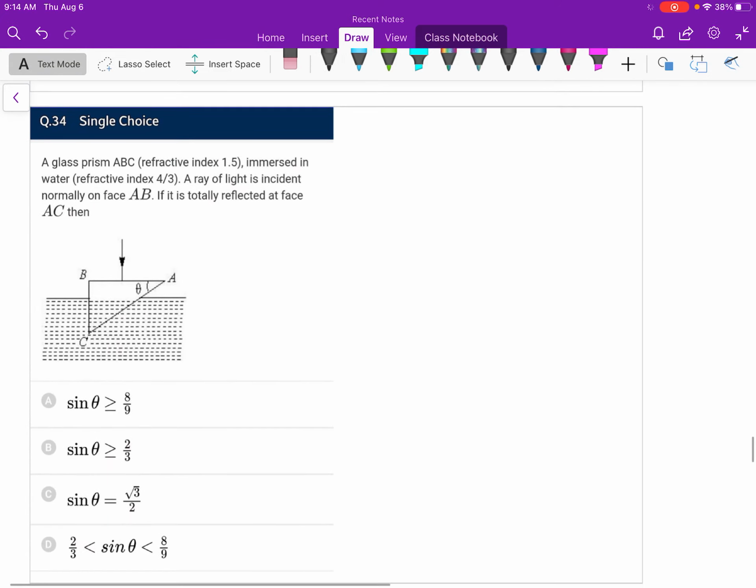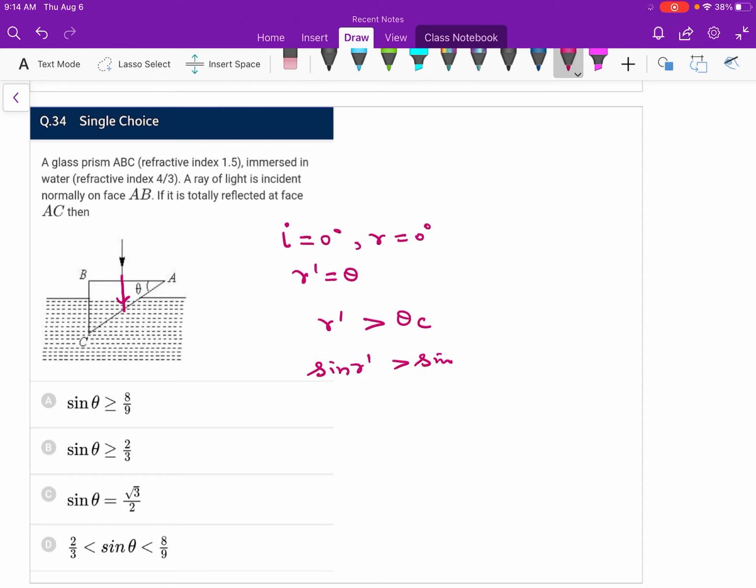A glass prism, if it is totally reflected at face AC, so light ray enters straight into this. I is 0, R is 0 degree, so R dash is theta. Now for TIR, R dash should be greater than theta C. So sine R dash should be greater than sine theta C. Sine R dash means sine theta greater than sine theta C, which is n_r upon n_d. So 4 by 3 upon 3 by 2, that is 8 by 9. So strictly sine theta should be greater than 8 by 9.